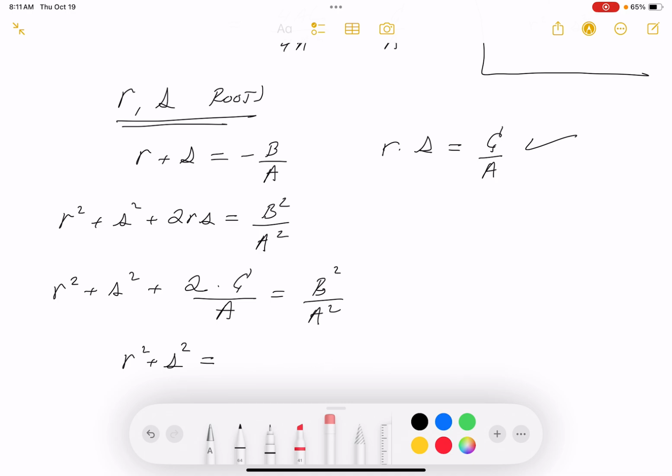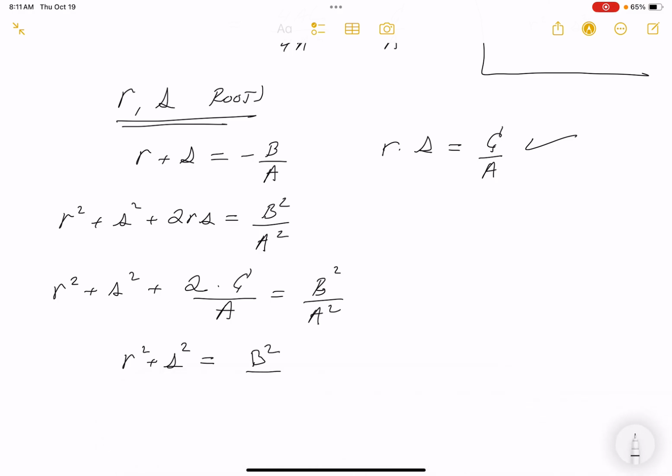So b squared over a squared minus 2c over a. Common denominator will be a squared. And what do you get there? Let's take a look at that. And I would write down, let's see, that would be b squared minus 2ac.